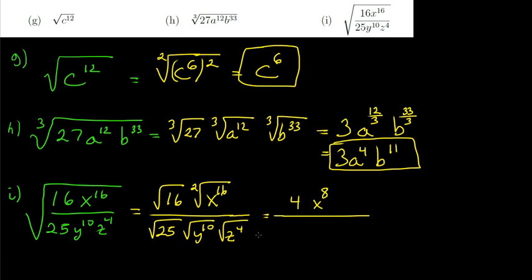And in the denominator, the square root of 25 is 5. The square root of y to the 10, well, 10 divided by 2 is 5. So the exponent of y is 5. And then the square root of z to the 4, this is 4 divided by 2, which is 2. So z to the 2. And that's it for part I.